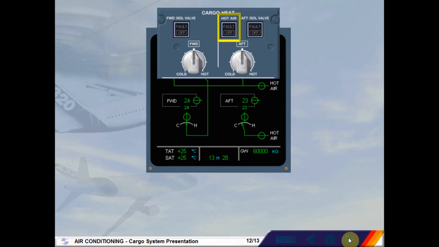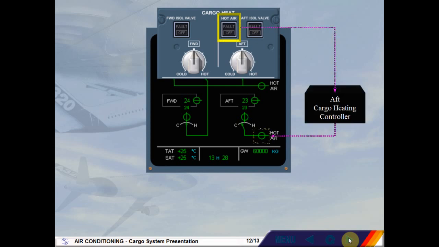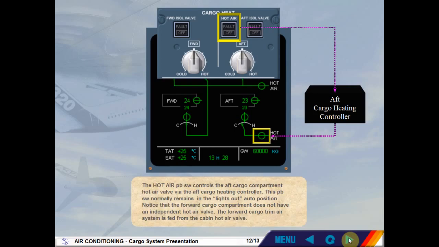The hot air push-button switch controls the aft cargo compartment hot air valve via the aft cargo heating controller. This push-button switch normally remains in the lights-out auto position. Notice that the forward cargo compartment does not have an independent hot air valve. The forward cargo trim air system is fed from the cabin hot air valve.